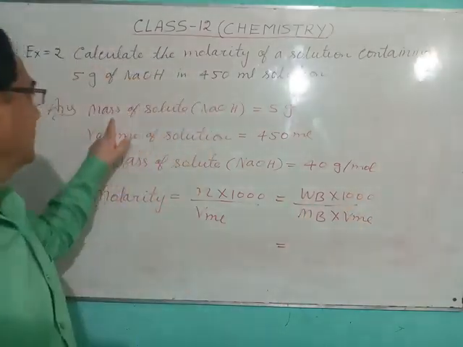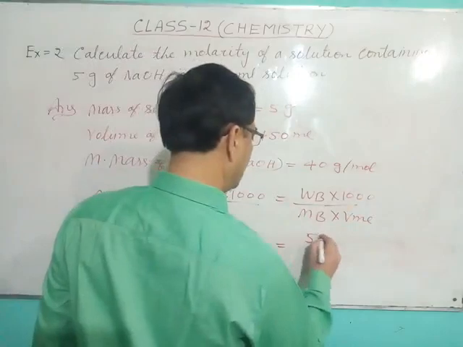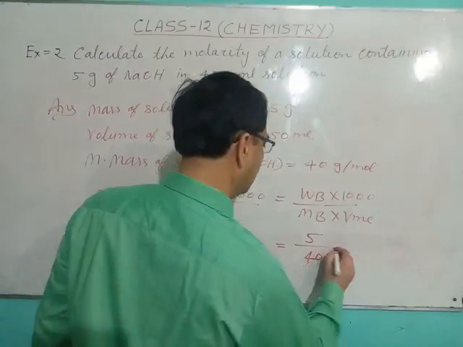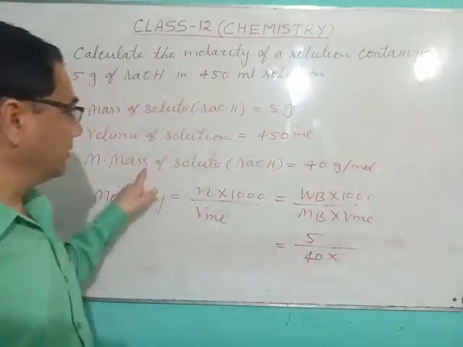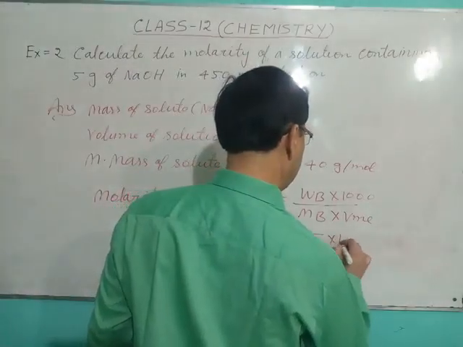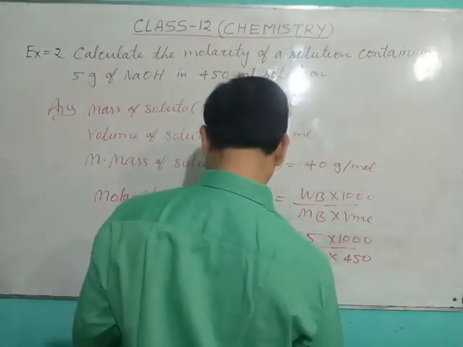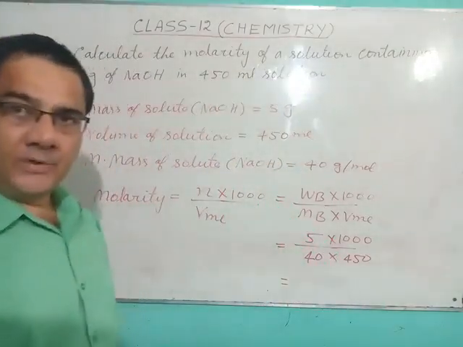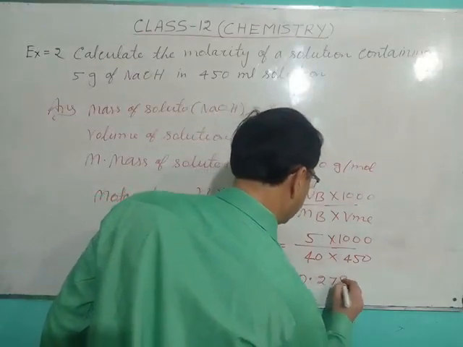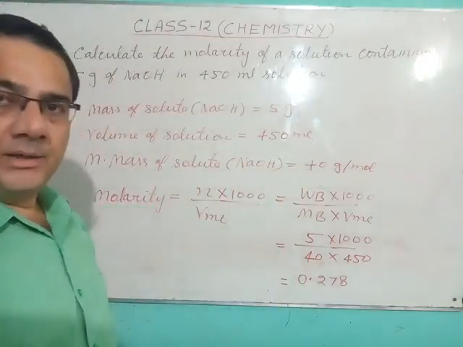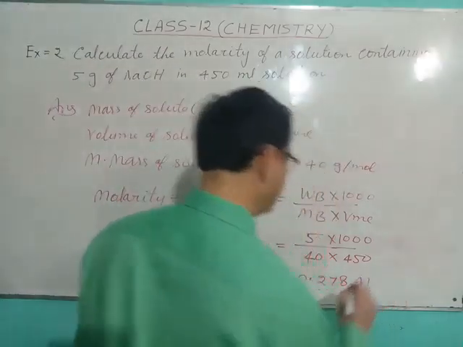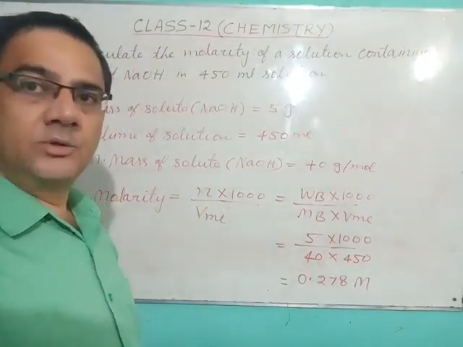We put the value. Mass of the solute, that is 5 gram, molar mass of solute, that is 40 gram, volume in ml, how much it is given? 450, and multiply by 1000. When all these things we calculate, then after the calculation you will get 0.278. And whenever we calculate the molarity, it is denoted by capital M. So this is the answer of this question.